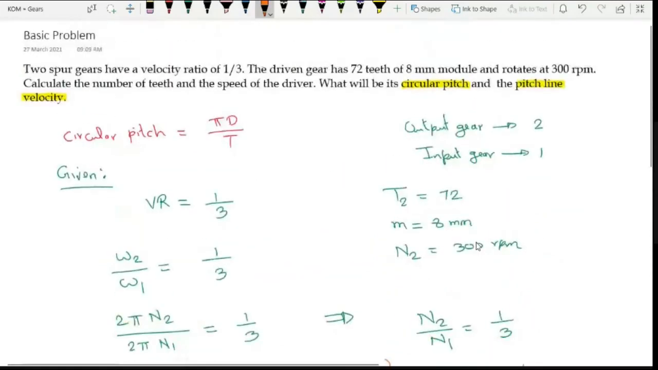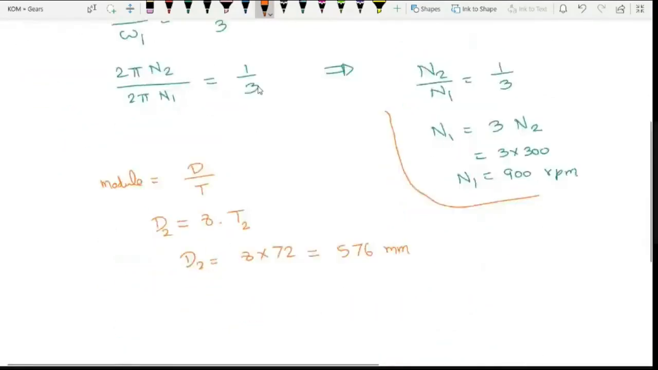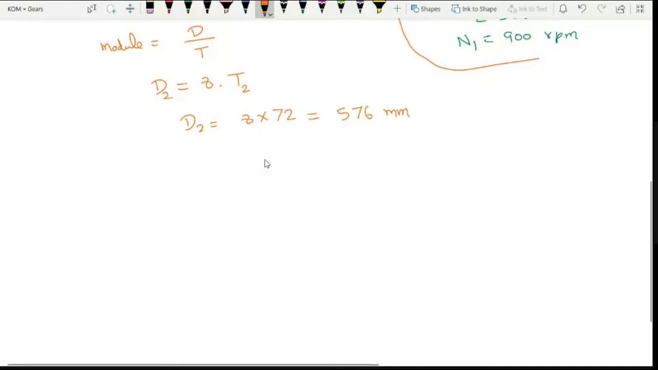Okay, right. So we have to identify the number of teeth and speed. We already discussed this. So N1 by N2, what is the formula? N1 by N2 is equal to D2 by D1. Let me relate this. N1 I don't know, D1 I also don't know. But N1 into D1 is equal to D2 into N2. So D2 is 576 into N2.